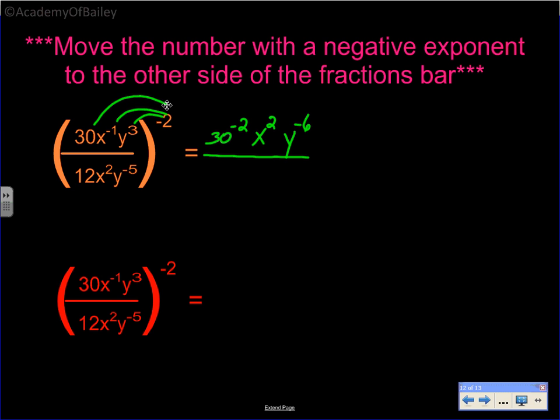All right, well now the negative 2 went with everything on top, now it's got to go with everything on bottom. 12 has an exponent of 1, so 1 times negative 2, negative 2. X has an exponent of 2, so 2 times negative 2, negative 4. And y has an exponent of negative 5. Negative 5 times negative 2 is 10. And so this is where we're at.